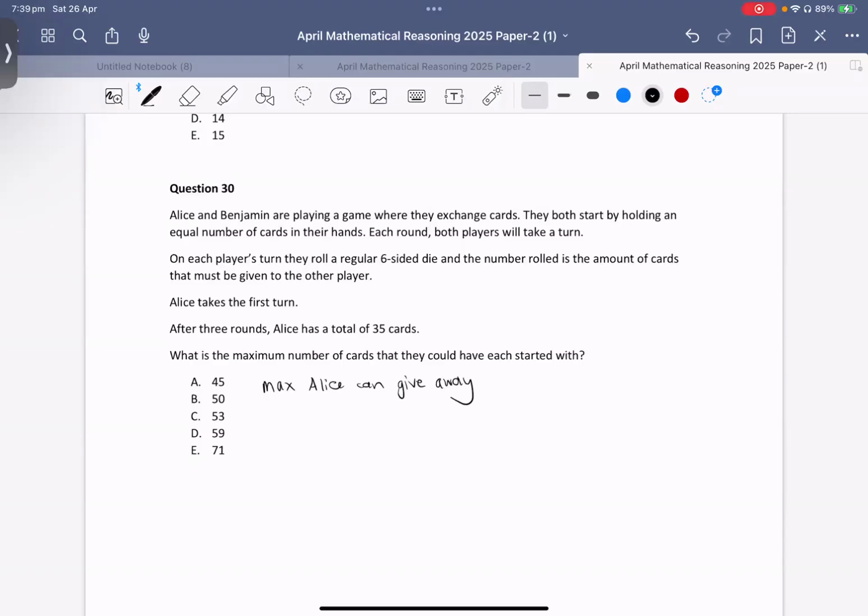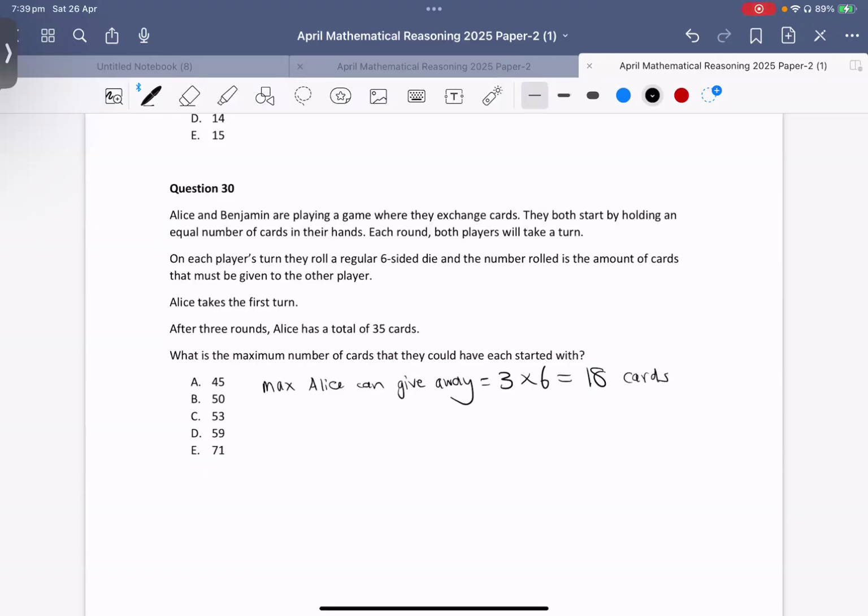We want her to give away as many as possible, right? Or receive as many as possible. And we want to find the maximum that she could have started with, right? So we want her to give out as many as she can. So across the 3 rounds that we do, we want her to give out 6 cards every single time because that's the maximum number of cards she can give out. So that means that across the 3 rounds, she gives away 18 cards, right?